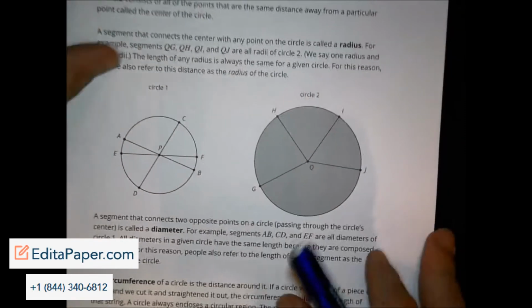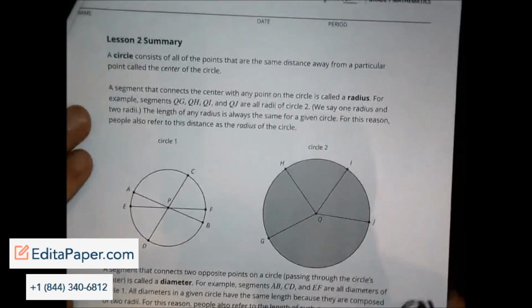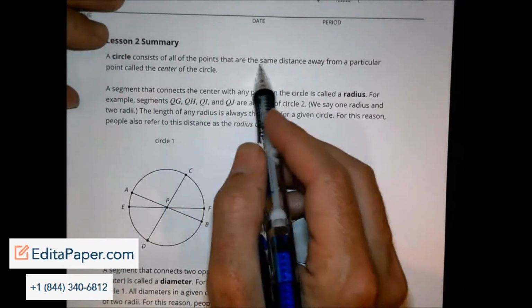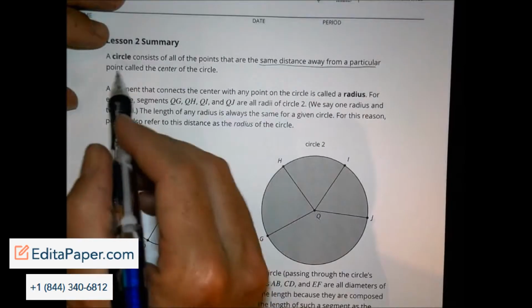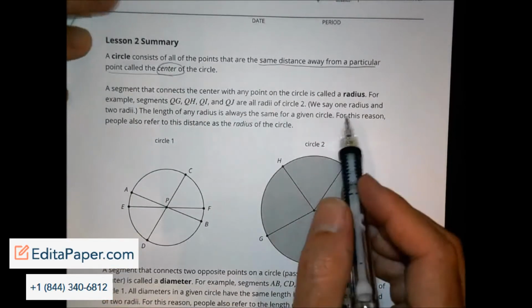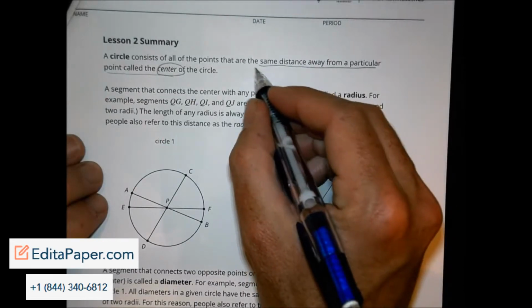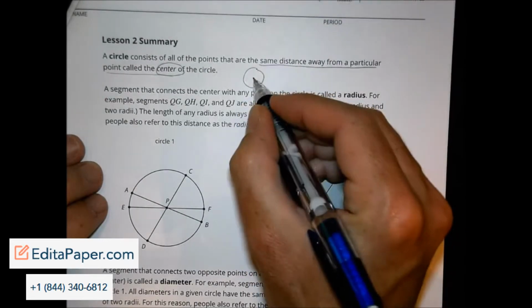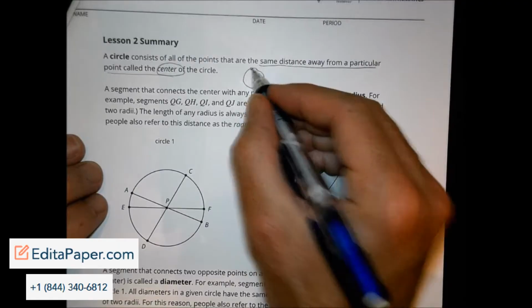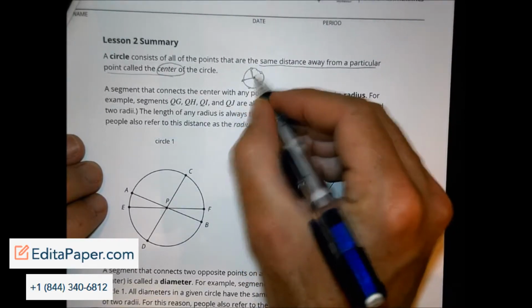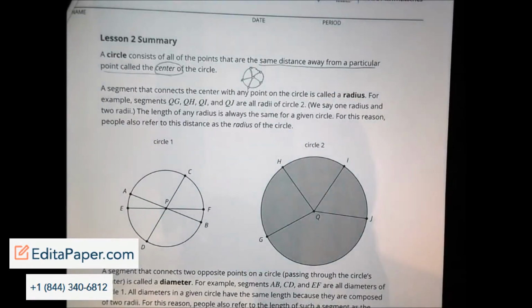All right, let's look at our summary for today. It says, first of all, that a circle consists of all the points that are the same distance away from a particular point called the center of the circle. So it's all the points that are the same distance away. So here's the circle, and here's the center, and the circle is all the points that are the same distance away from the center of that circle. That's what's going to make our circle.